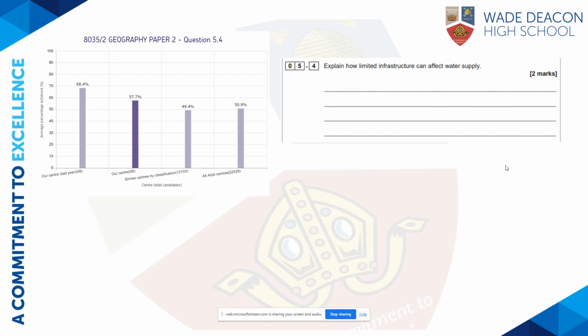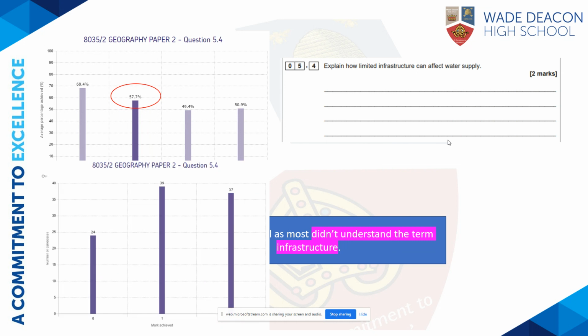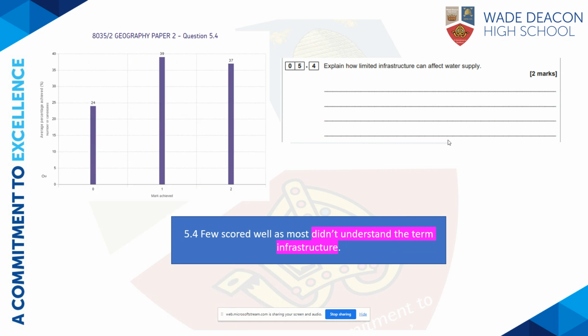Getting towards the end now for paper 2. Explain how limited infrastructure can affect water supply. Again, above national average for that question. Few scored well on this, as they didn't understand the term infrastructure. So those key words are really important in your lessons from an early age, from year 7 and 8 and 9, to get them used to understanding what these key words mean. So again, our students a mixed bag, 39 scored 1, 24 got 0.